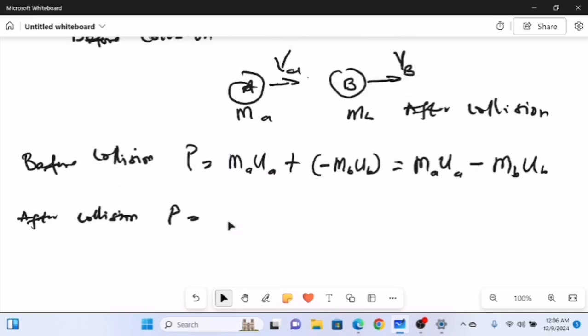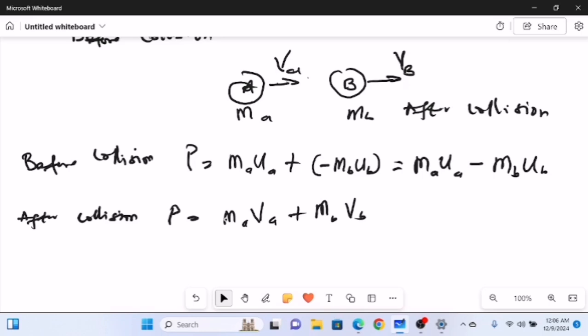As such, their momentum becomes a sum of their individual momentum. So we have mass of A multiplied by the final speed of A plus mass of B multiplied by the final speed of B. So you see now that in this case we are adding the two together simply because after collision, the two objects move in the same direction.